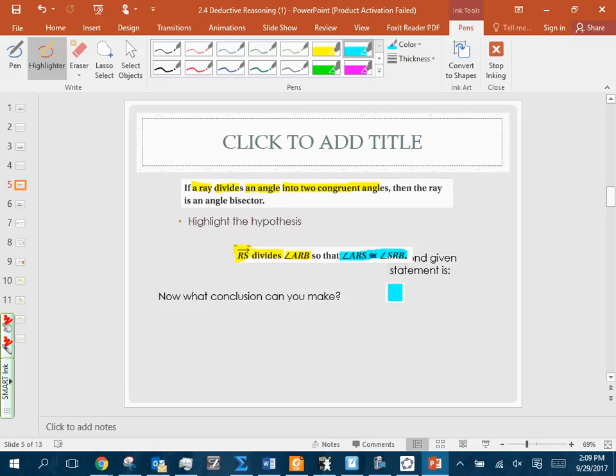And now the thing we're talking about, okay, here it says a ray divides an angle into two congruent angles, then that ray is an angle bisector. So down here, the ray we're talking about is RS, right? So what can you tell me about ray RS? It's an angle bisector because it broke angle ARB into two congruent parts. Is that all right? Okay.